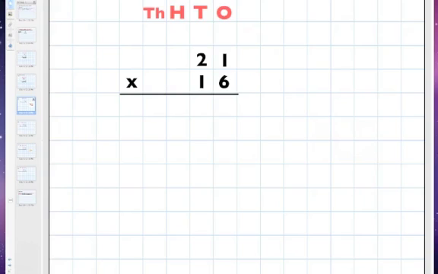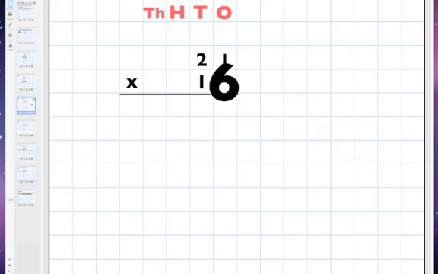The traditional method can also be used when we are multiplying by factors that have more than one digit. In this case, 2 digits. 21 times 16. Now when we have more than one digit in our second factor, we're going to split it into parts, thinking about that distributive property.